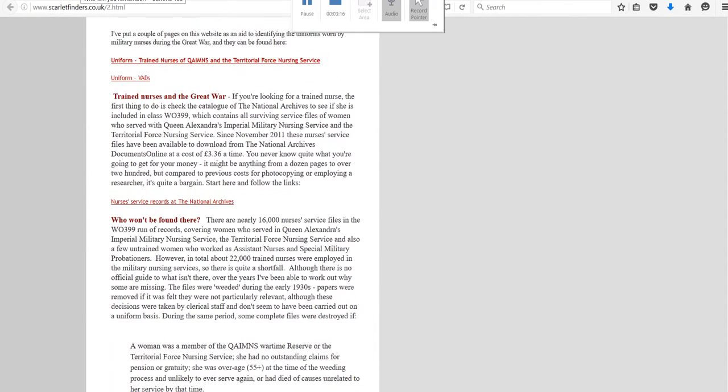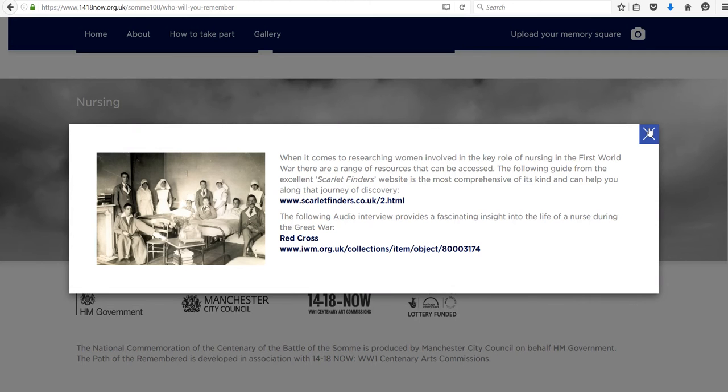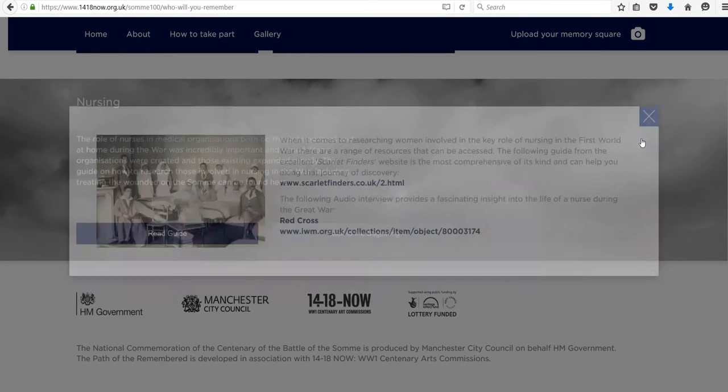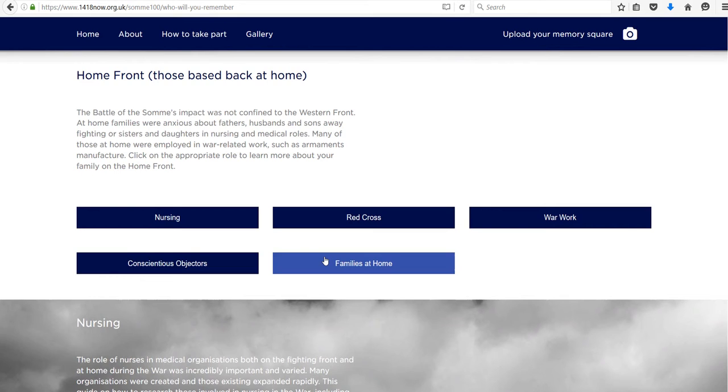I think if I was doing this, I'd probably focus it on nurses during the First World War, just because my mum's a nurse, and I just think if we don't have nurses, how would the people in the war have got better? The role of the nurses was so important, but again, the role of everyone was important.